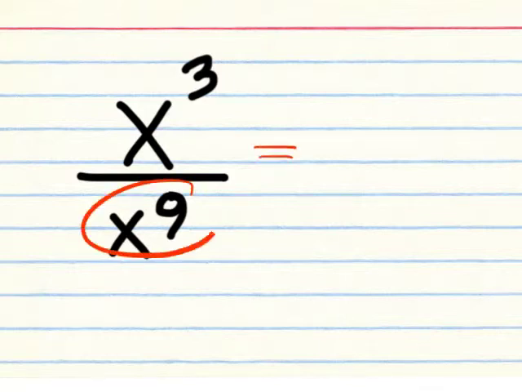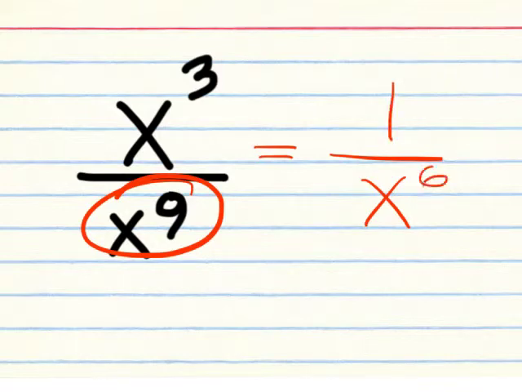The solution for the practice problem: largest exponent is on the bottom, so put an x on the bottom, 1 on the top. 9 minus 3 is 6. 1 over x to the sixth.